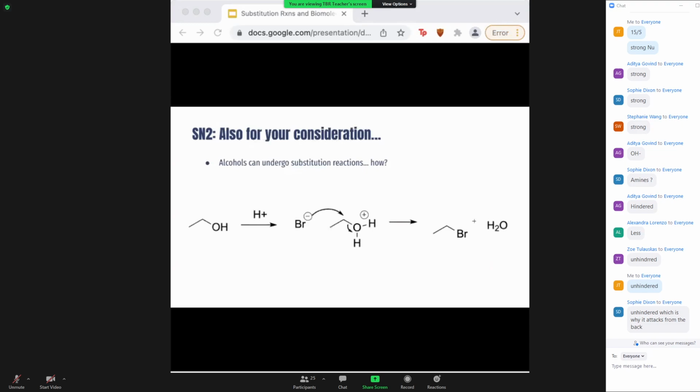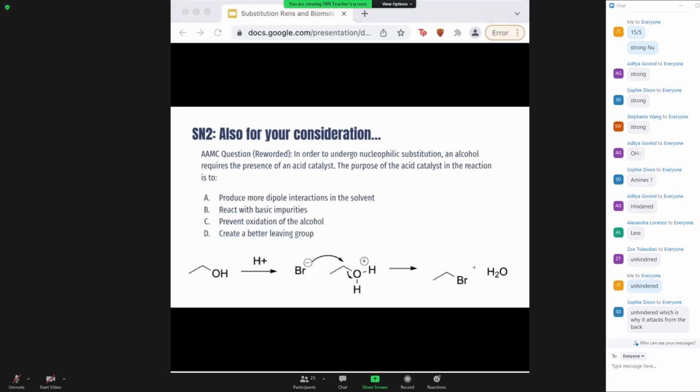Okay, so also for your consideration, alcohols can undergo substitution reactions. How? I actually took an AAMC question here and reworded it a little bit, but give it a shot. In order to undergo nucleophilic substitution, an alcohol requires the presence of an acid catalyst. The purpose of the acid catalyst in the reaction is to, and I have all these answers here. Just to help you out a little bit, I gave you the mechanism, but often, I don't think for that question in the AAMC portal, they gave you the mechanism, so you had to kind of know it yourself.